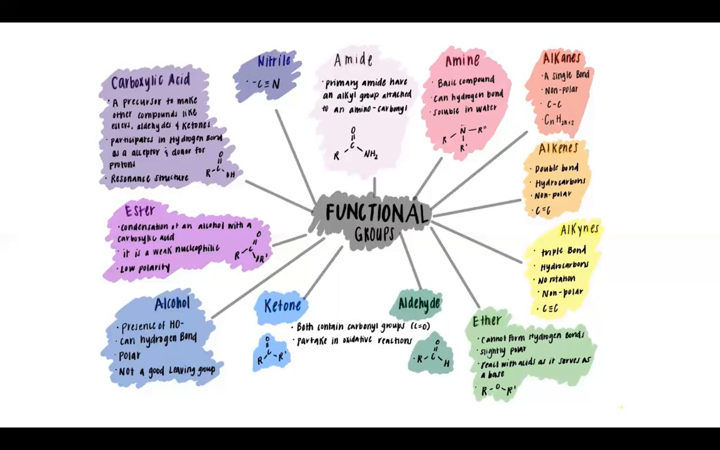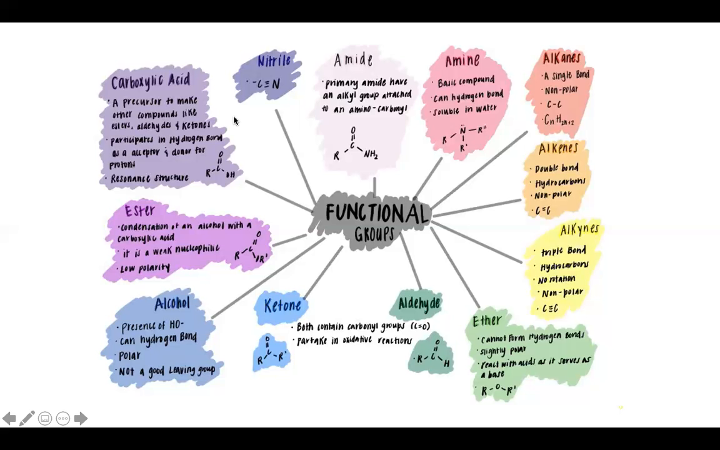Next is carboxylic acid. Carboxylic acids are organic compounds that contain a carbon atom that participates in both a hydroxyl and carbonyl functional group. A hydroxyl group is just an OH group. This is a major precursor to make other compounds like esters, aldehydes, and ketones. Carboxylic acids can partake in hydrogen bonding, and they can be a hydrogen acceptor or donor, which stabilizes them, giving them a higher boiling point. This gives them the ability to form resonance structures.